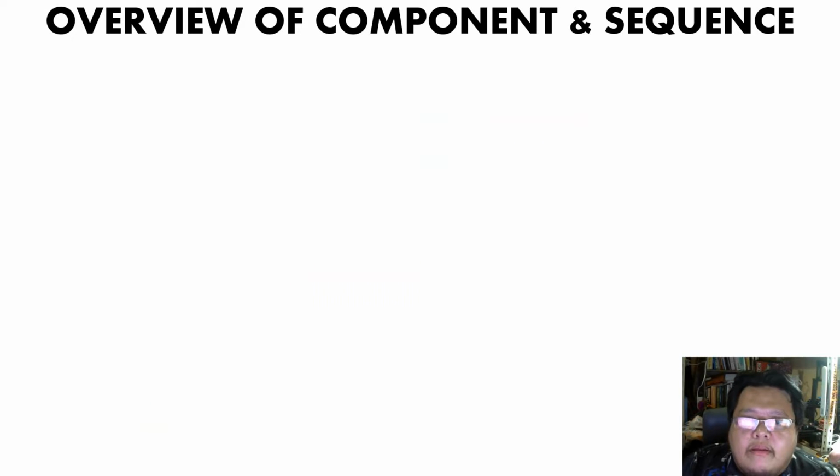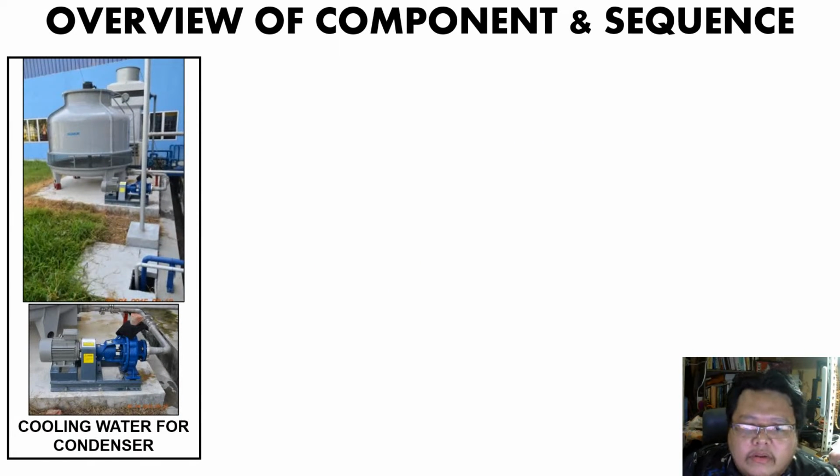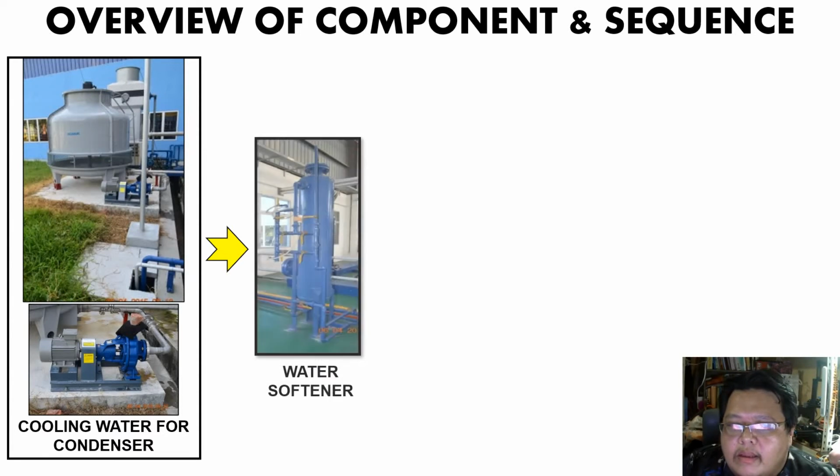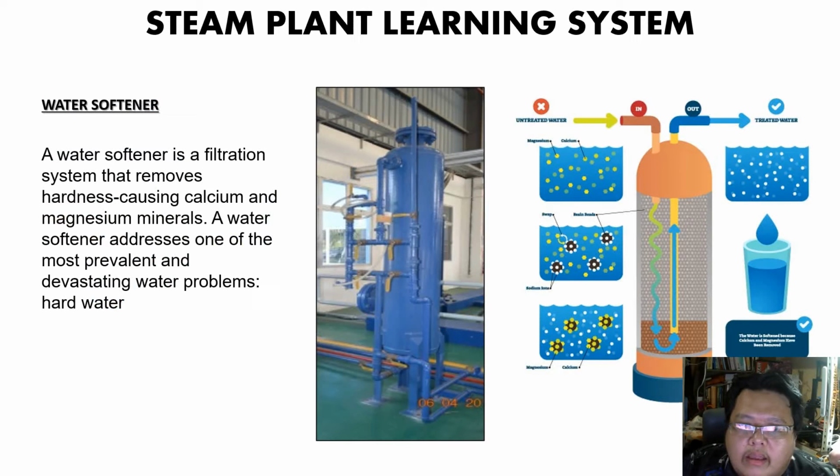First, the source of water is the cooling water for the condenser. The water is moved to the water softener. The water softener is a filtration system that removes the hardness-causing calcium and magnesium minerals. A water softener addresses one of the most prevalent and devastating water problems, which is hard water.